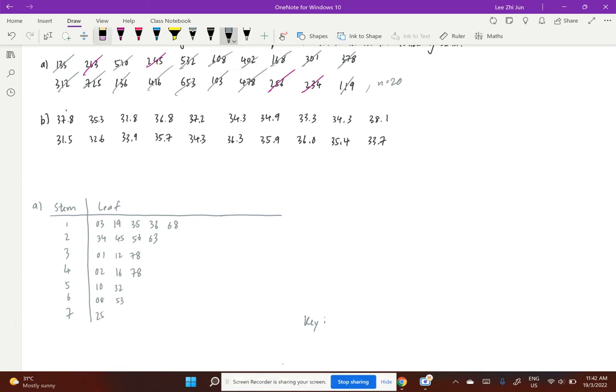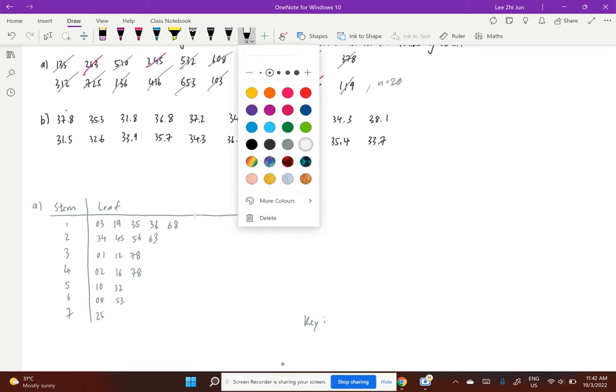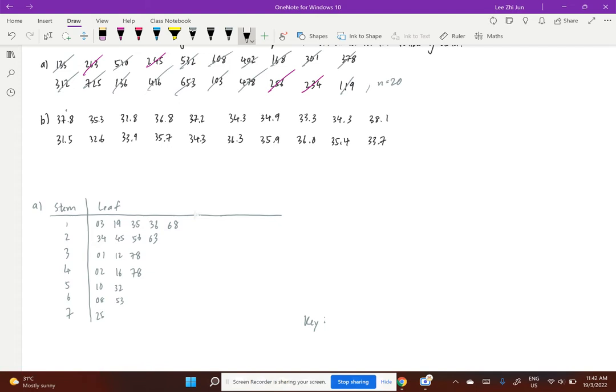So I have finished my stem and leaf diagram. It's too long, so I just erase it. Okay.